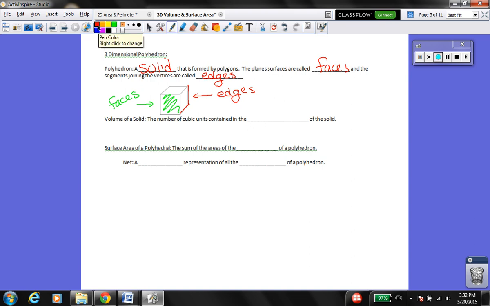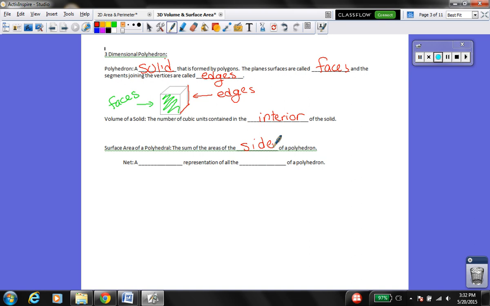Now, in the volume of a solid, the number of cubic units contained in the interior of the solid is, of course, the volume of the solid. The surface area of a polyhedron is the sum of the areas of the sides of a polyhedron. Now, one way you can figure out the sum of the areas of the sides is to use something known as a net. No, I'm not talking about fishing.